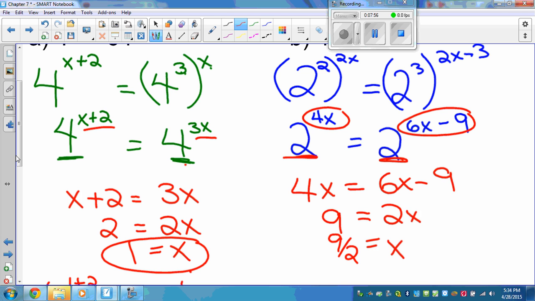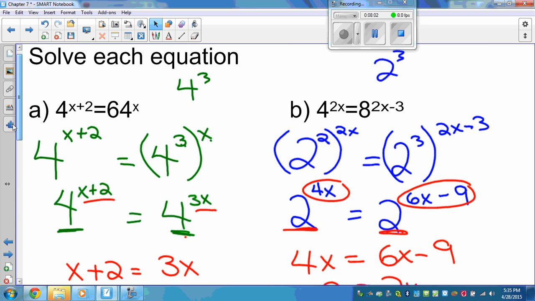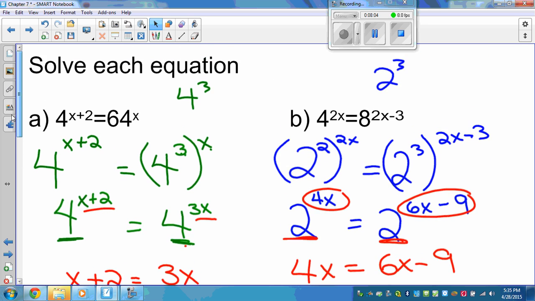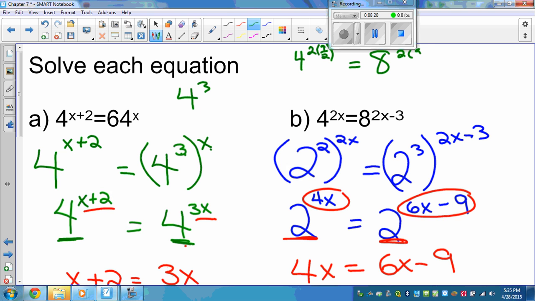Okay, I am going to check that. X equals 9 halves. Back in my original equation, I'm going to put 9 halves in. Does 4 to the power of 2 times 9 halves equal 8 to the power of 2 times 9 halves, minus 3? Well, 2 times 9 halves is just 9. Does 4 to the 9th equal, here we have 9 minus 3, 8 to the 6th?